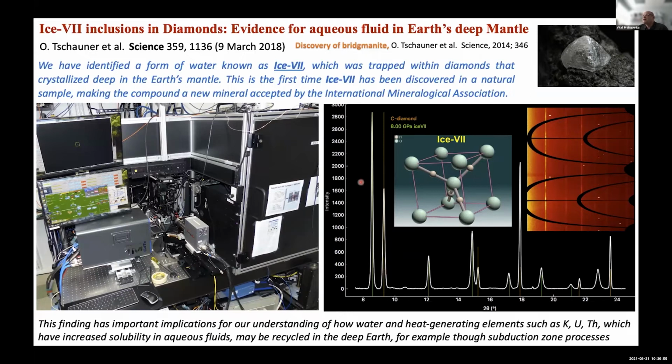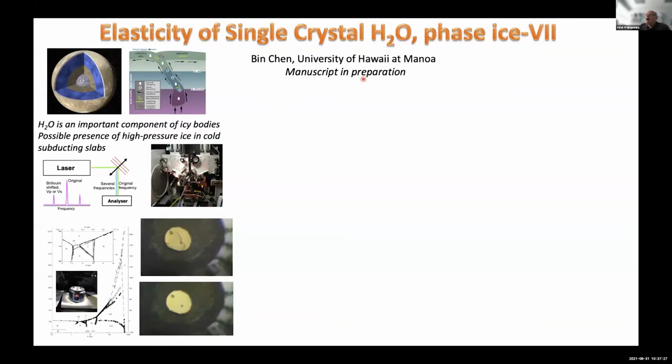That was basically the first time we observed ice VII in a natural form, not artificially synthesized, and it was accepted by the International Mineralogical Association. The same way bridgmanite was discovered a few years before. So you can see that ice is in the mantle, and it's very important to study H2O at much higher pressure and temperature. But what about elastic properties?